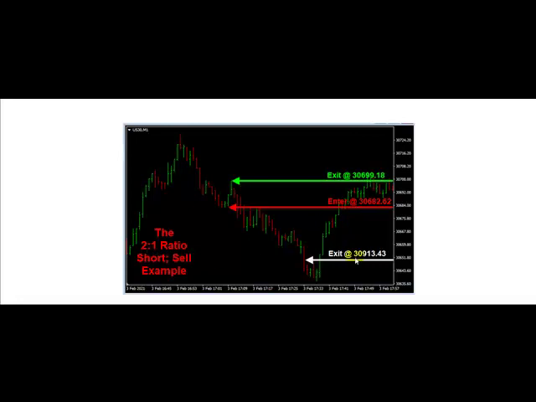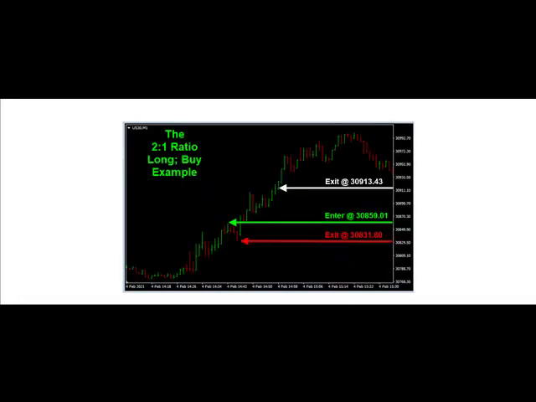Watch the video over and over again. Now, watch this. This is the Dow. On our long example of the 2-to-1 ratio, we're looking at the Dow. The Dow moves fast. The Dow is good for this. The date was the 4th of February 2021, just after the US Open.